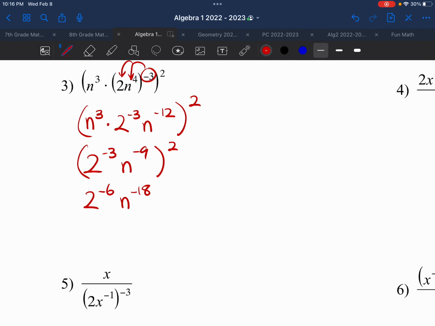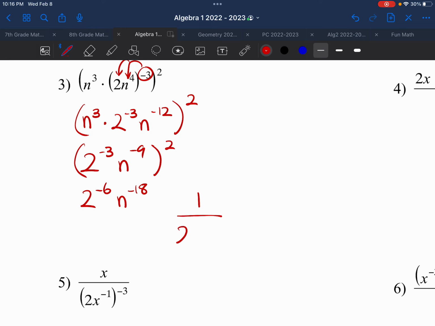And I'm going to get the following. I'm going to get 1 over 2, not to the negative 6, but positive 6. And n, not to the negative 18, but positive 18. And there's our final answer.